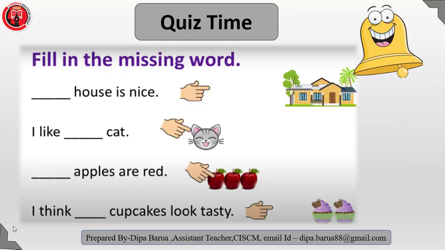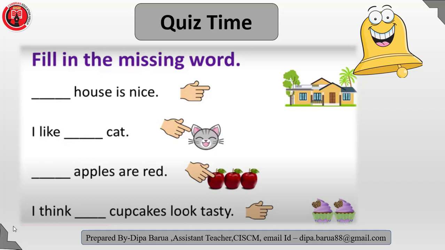It's quiz time. Fill in the missing words. Now you have to write the appropriate word. Which word comes here? See the picture and find out the word. First question, dash house is nice. And then, I like dash cat. Dash apples are red. I think dash cupcakes look tasty. So students, hurry up, write down in your copy.